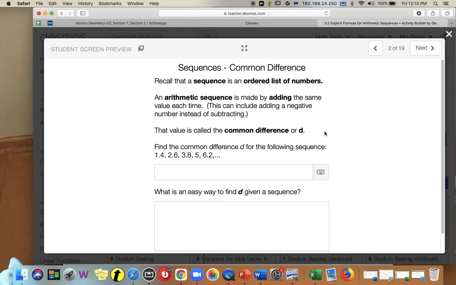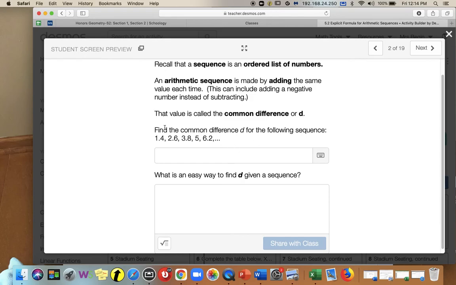So here's an example of a question that I might give you. Find the common difference D for the following sequence. So we have 1.4, 2.6, 3.8, 5, and 6.2. So what I'm asking you to find is, what number are we adding every time to get the next number? And what is an easy way to find that?